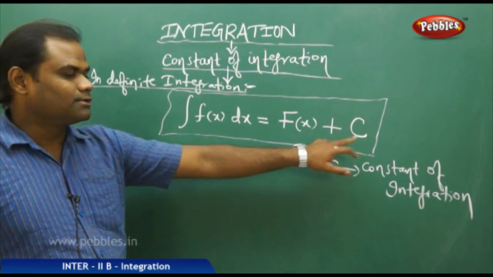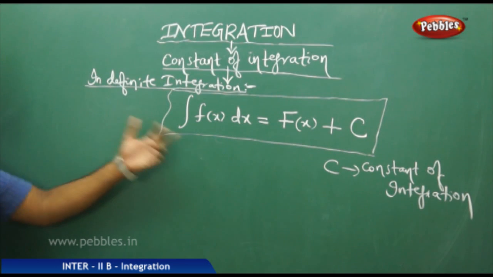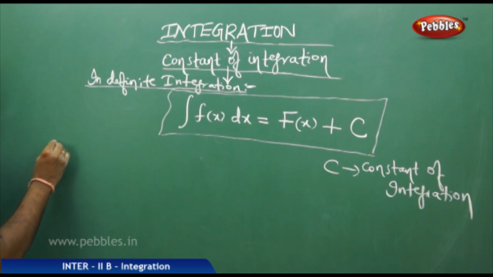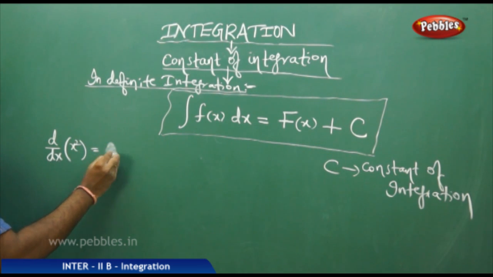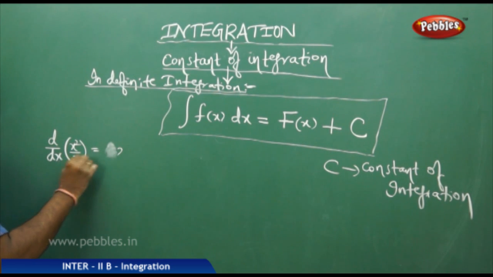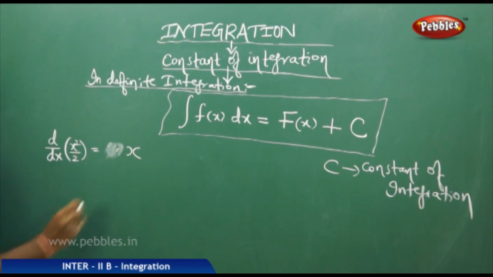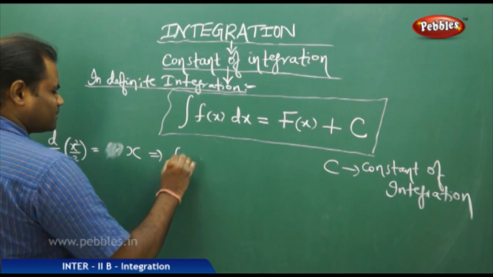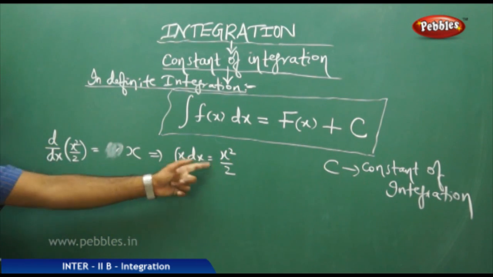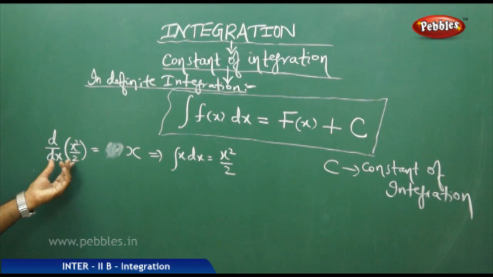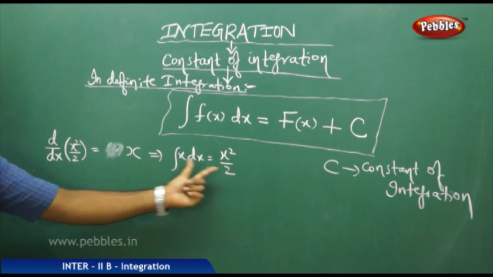The reason for the inclusion of c is this. If you go back to the antidifferentiation concept, d by dx of x squared by 2 we know is x. That implies the integration of x is x squared by 2, because these are antidifferentiation. So integration of this is this, because the derivative of this is this.